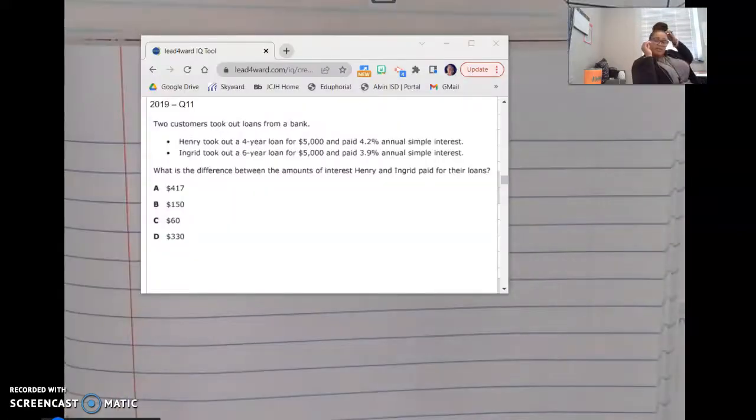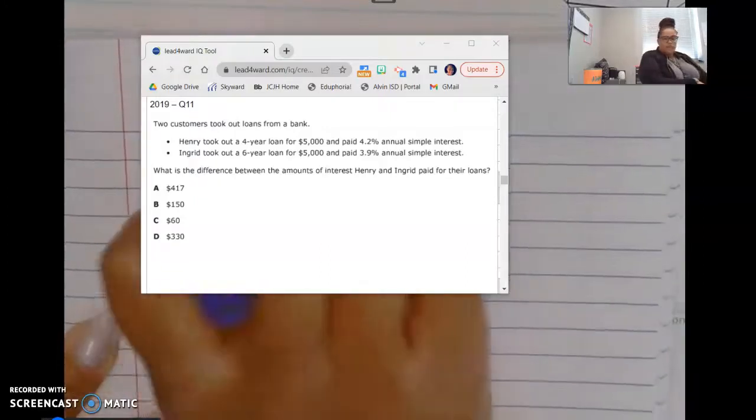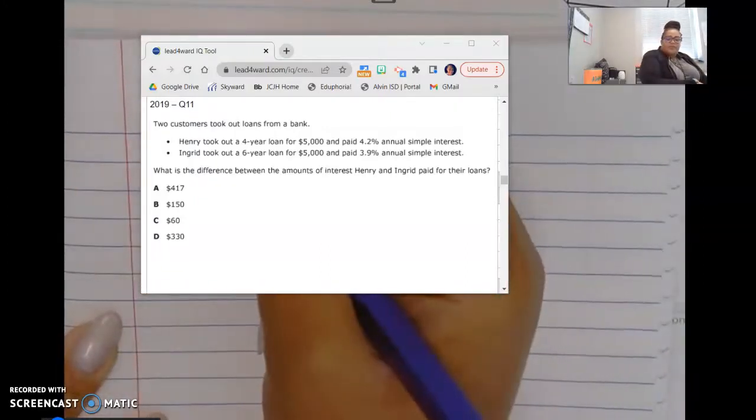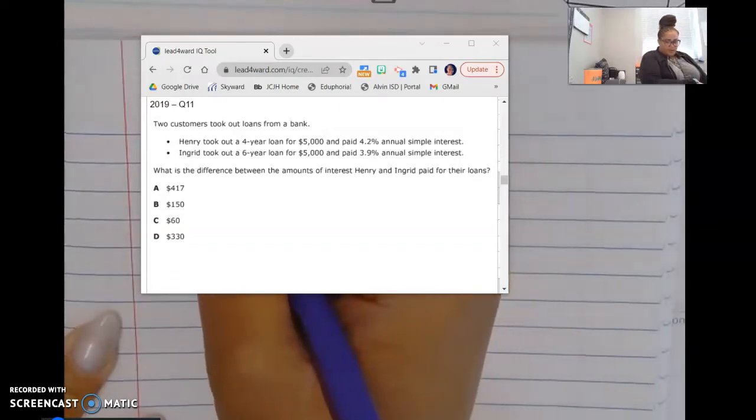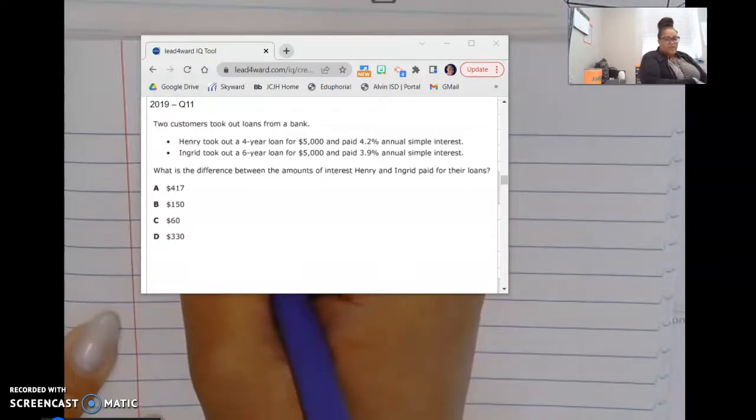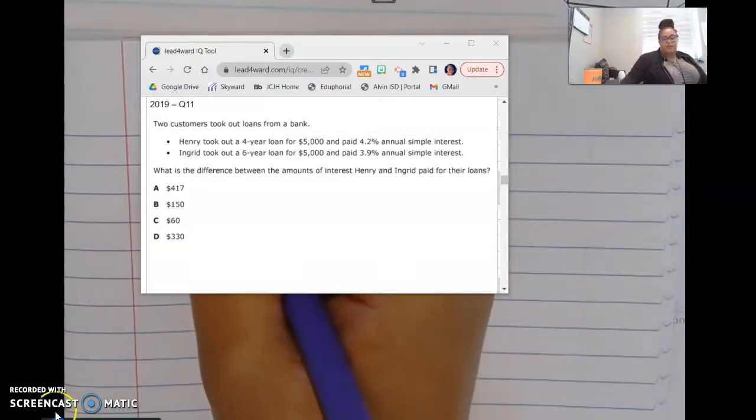2 customers took out loans from a bank. Henry took out a 4-year loan for $5,000 and paid 4.2% annual simple interest. Ingrid took out a 6-year loan for $5,000 and paid 3.9% annual simple interest. What is the difference in the amounts of interest that Henry and Ingrid paid for their loans? Write down their principals, their times, and their rates and their names respectively.